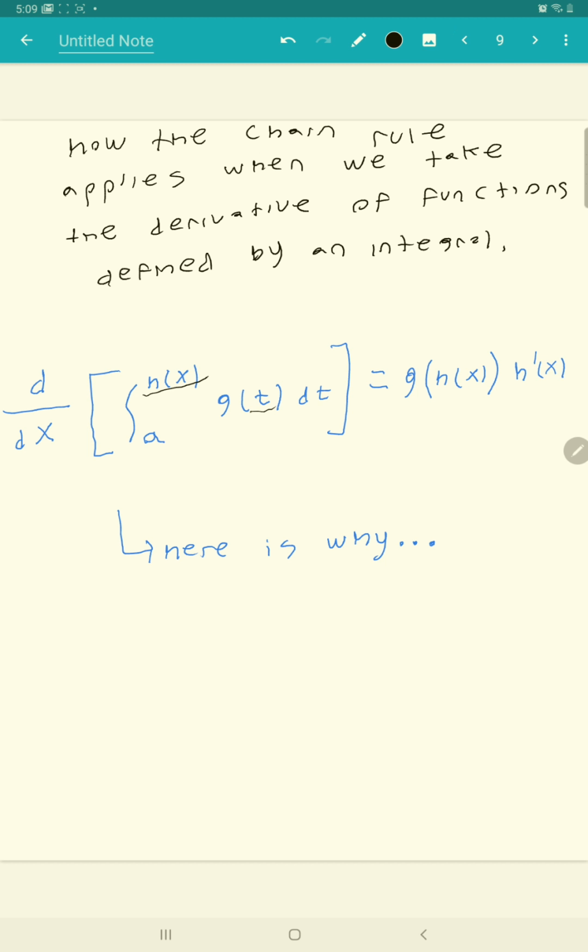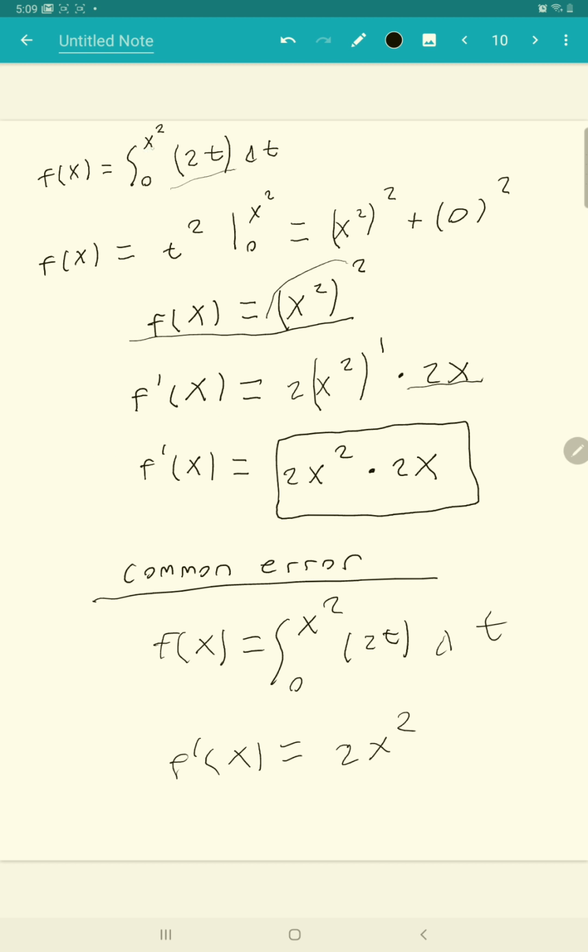So in my previous slide, I explained that all you have to do is plug in the upper bound and then multiply by the derivative of the upper bound, which we did here. We are plugging in this upper bound, so 2x squared, but we have to multiply by its derivative, which is 2x.